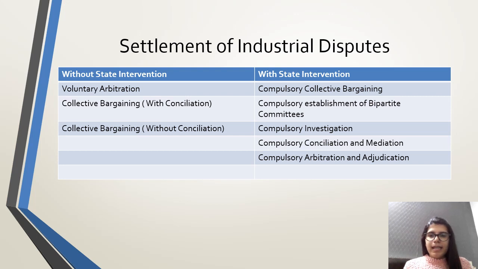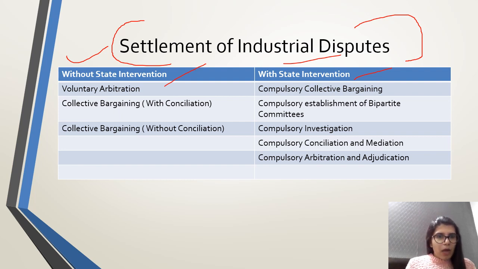So, settlement of industrial disputes. Industrial disputes can be settled in two ways, that is without state intervention and with state intervention. Here state intervention means government intervention. Under without state intervention, there are three things: voluntary arbitration, collective bargaining with conciliation, then collective bargaining without conciliation. I would be explaining all of these further in the slides.